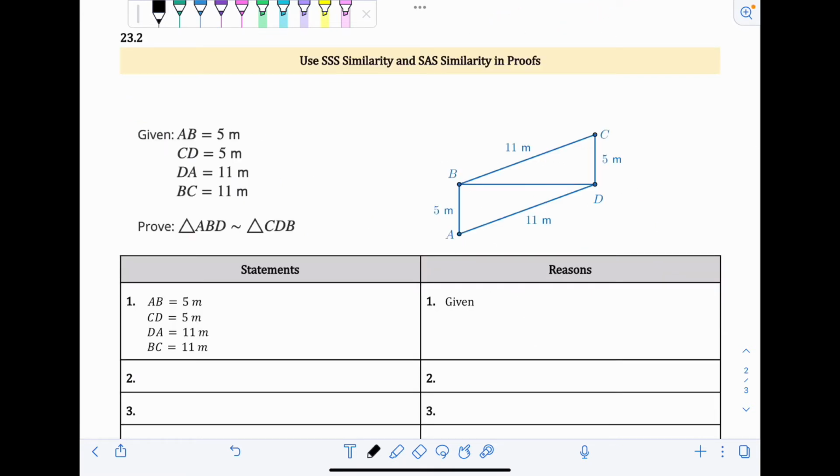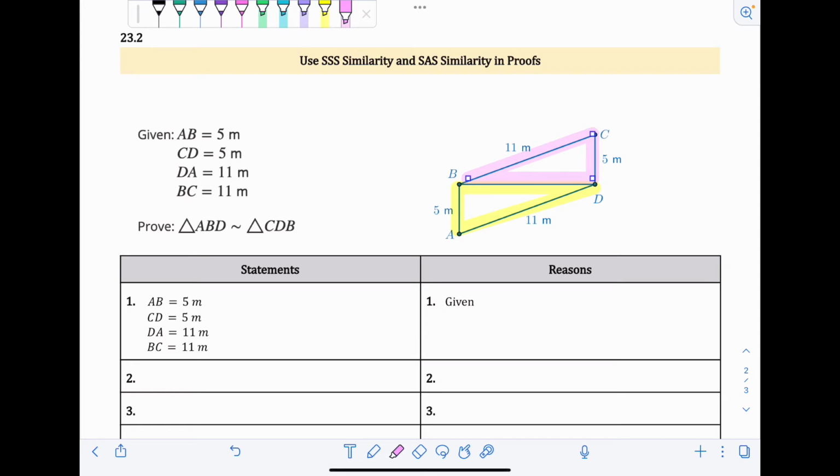Example 23.2 is using those 2 theorems we just talked about, side-side-side and side-angle-side theorems of similarity, in proofs. So given that AB is 5, CD is equal to 5, DA is 11, and BC is also 11, we want to prove that triangle ABD is congruent to triangle CDB.